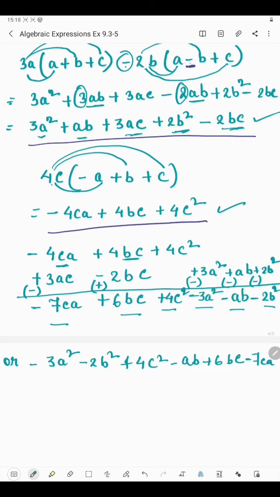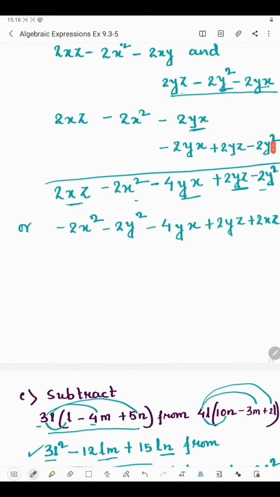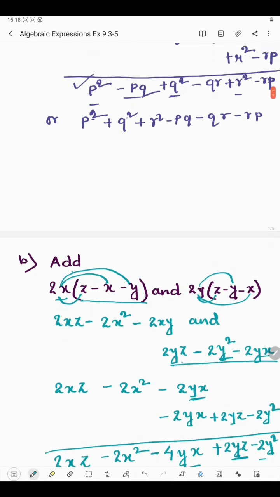Okay, so this way we will have to add or subtract, but before adding or subtracting, we need to simplify the expression and then we will add or subtract.